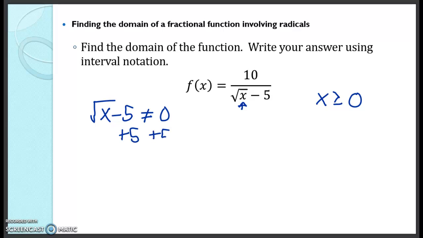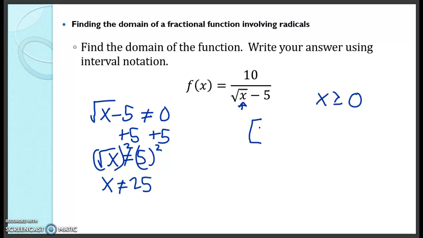So let's add 5 and see what we get. We get the square root of x equals 5. Now we square both sides, and we get x equals 25. But we know x cannot equal 25, right? So even though x is greater than 0, x cannot be 25. So we're going to go from 0 to 25, not including that 25, and we're going to union that with 25 all the way to infinity, because infinity is greater than 0.